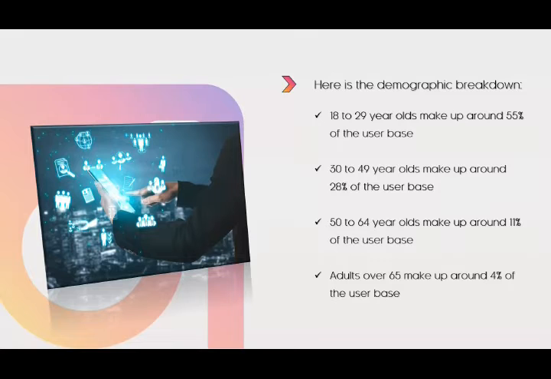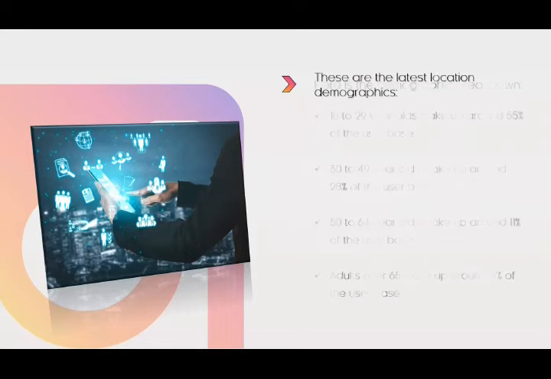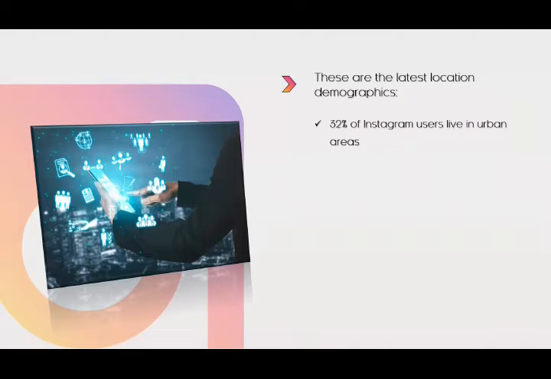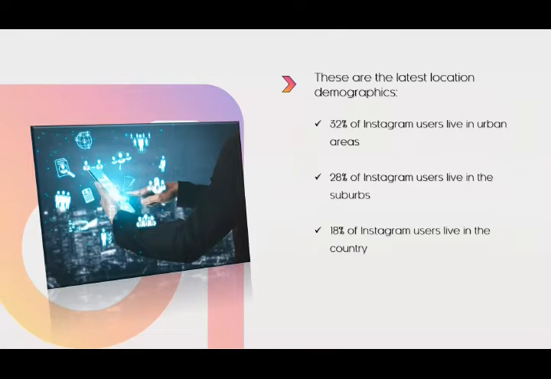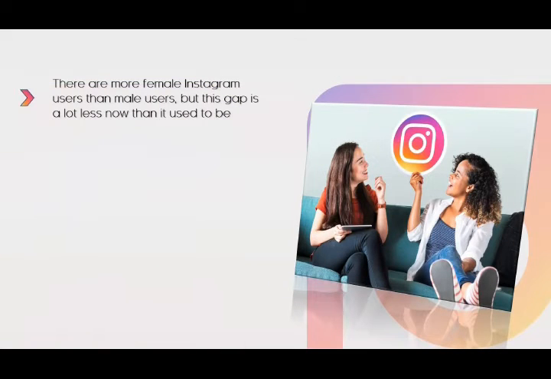Another interesting thing is where Instagram users live. These are the latest location demographics. 32% of Instagram users live in urban areas. 28% of Instagram users live in the suburbs. 18% of Instagram users live in the country. There are more female Instagram users than male users, but this gap is a lot less now than it used to be. It is predicted that a lot more adults in their 30s will be using Instagram in the near future, just as this happened with Facebook.